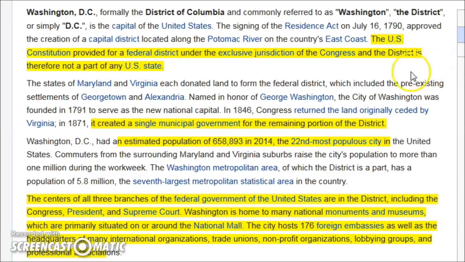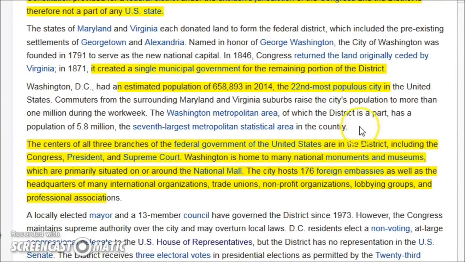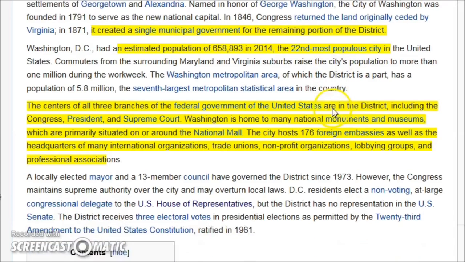So we see here the U.S. Constitution provided for a federal district under exclusive jurisdiction of the Congress, and the district is therefore not part of any U.S. state. Further down, it's created a single municipal government for the remaining portion of the district. Here it says an estimated population in 2014, and then, leave it to Wikipedia, it says it's the 22nd most populous city, but right above here it says it's not part of any U.S. state, so a contradiction right there.